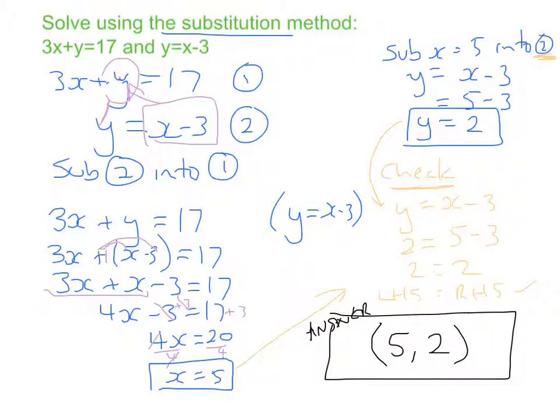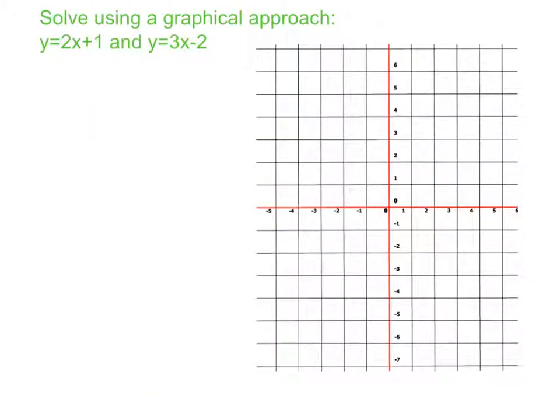Either you could have done that, or you could have written it separately as y equals 2 and x equals 5. Let's move on to the next one. Solve using a graphical approach. Okay, I'm going to use the y-intercept and gradient method for this.